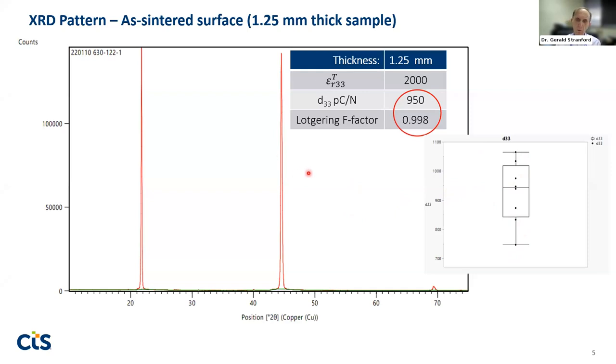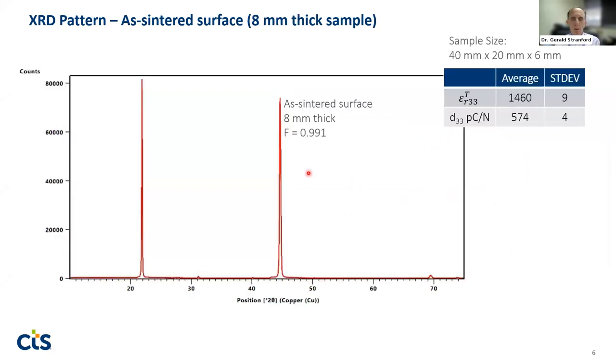And then we went to a thicker sample, in this case 8 millimeters thick. And you see, we do still get a high level of texturing. Once again, this is at the surface. We're seeing 0.991, so a very high level of texturing. But on the other hand, our D33 is now down around 574, and our dielectric constant here is 1460, considerably lower than the 2000 we saw for the thinner sample.